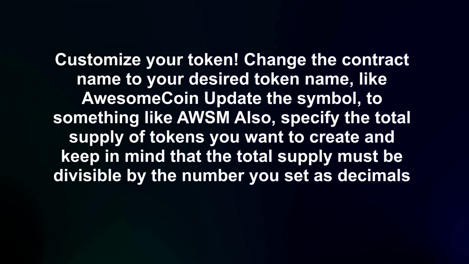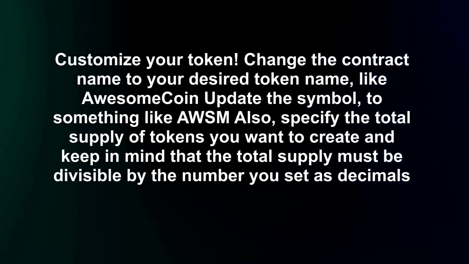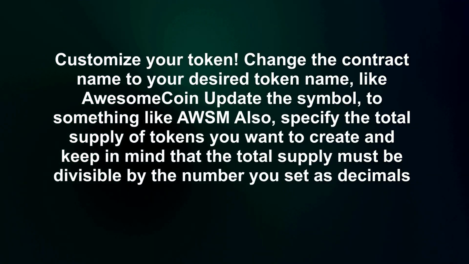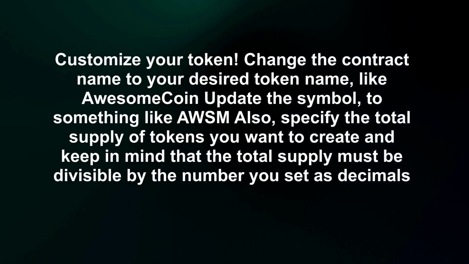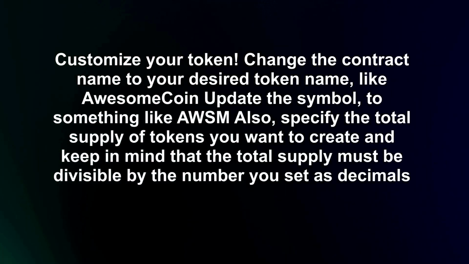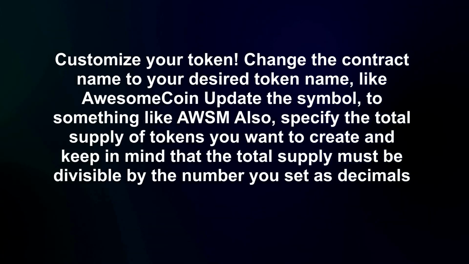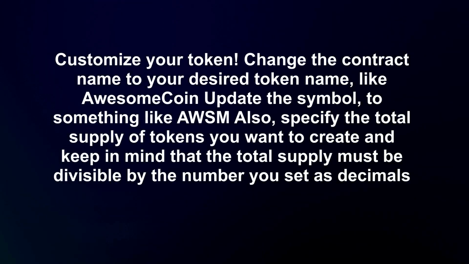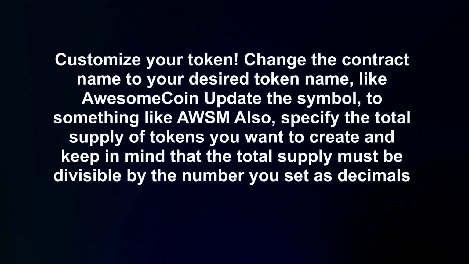Customize your token. Change the contract name to your desired token name, like AwesomeCoin. Update the symbol to something like AWSM. Also, specify the total supply of tokens you want to create and keep in mind that the total supply must be divisible by the number you set as decimals.